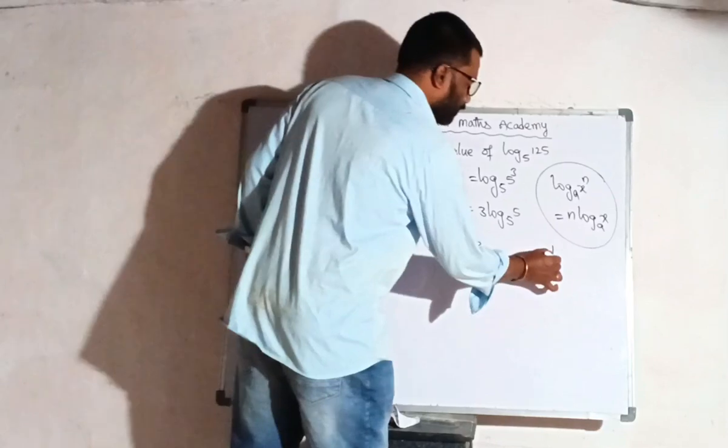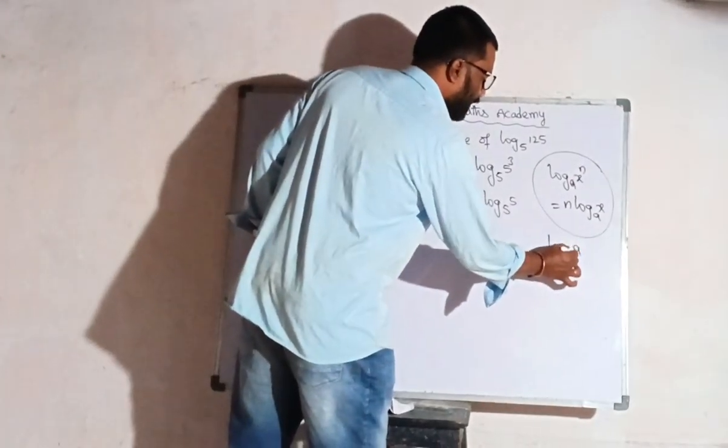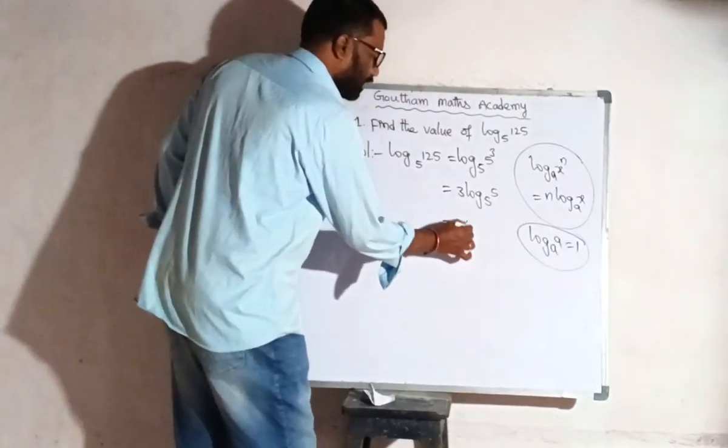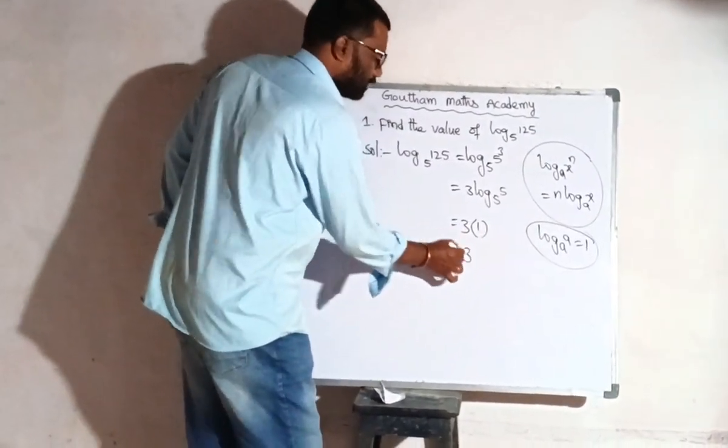Using the fundamental that log a base a is equal to 1, log 5 base 5 is 1. So 3 into 1 is 3.